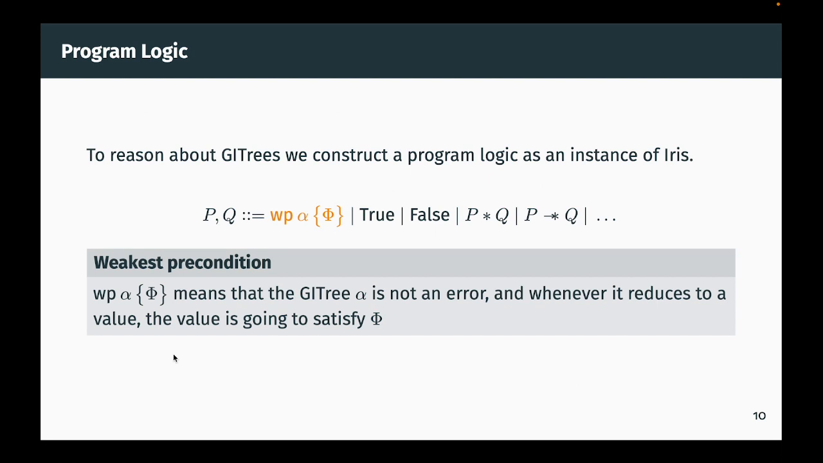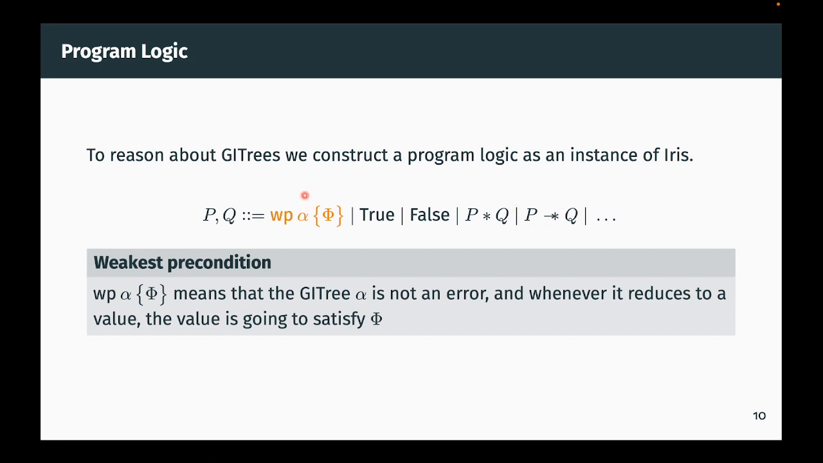For those who don't know, Iris is a powerful higher-order separation logic with an extensive formalization. You might have heard about it during some other talks in POPL, like there were some sessions yesterday and probably today as well. But basically, you can think of it as a framework that allows us to derive custom separation logic for different use cases. And in our work, we instantiate Iris with the guarded interaction trees, and we get a separation logic. So we get all the usual connectives like separating conjunction, magic wand, and so on.